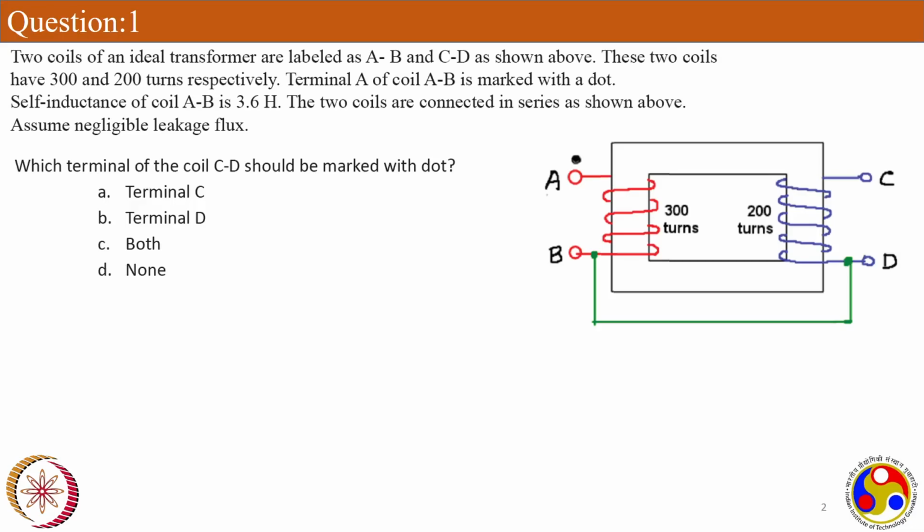It has to do something with the right hand thumb rule. If a current passes through a coil, you know how the flux would be, by the right hand thumb rule. In a series, you know how the current would flow, and based on the current entering and leaving, you can mark the dot. If that rang any bell, if that helps you solve the question, maybe you can try now.